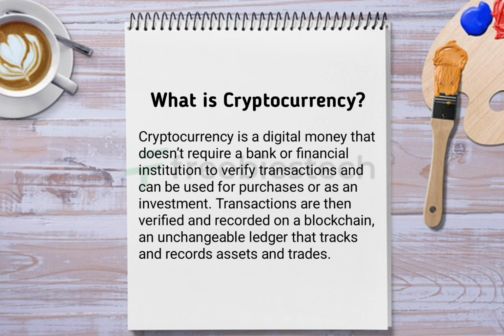Cryptocurrency is a digital money that doesn't require a bank or financial institution to verify transactions and can be used for purchases or as an investment. Transactions are then verified and recorded on a blockchain, an unchangeable ledger that tracks and records assets and trades.